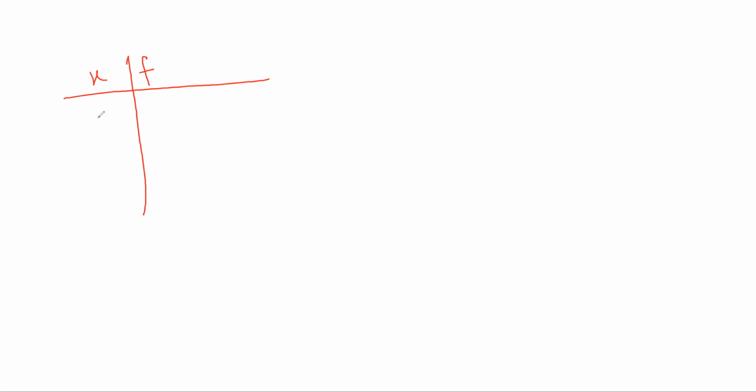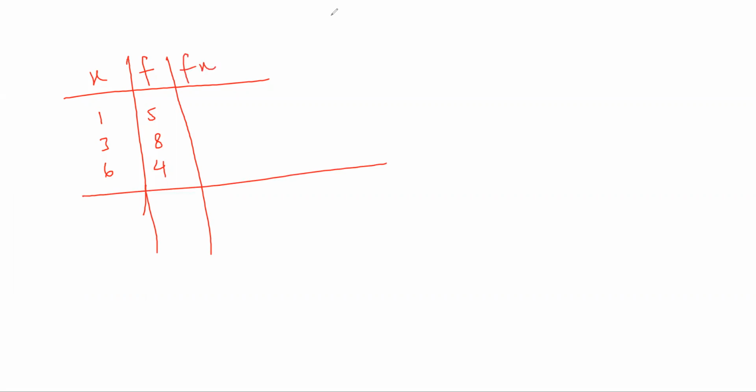Now suppose you have 1, 3, 6, and let's say, let me just take these three values. And the frequency is 5, this is 8, and this is, let's say, 4. Now let's find the mean. So you will have to have fx over here. So fx is going to be 5, 24, and this is 24.